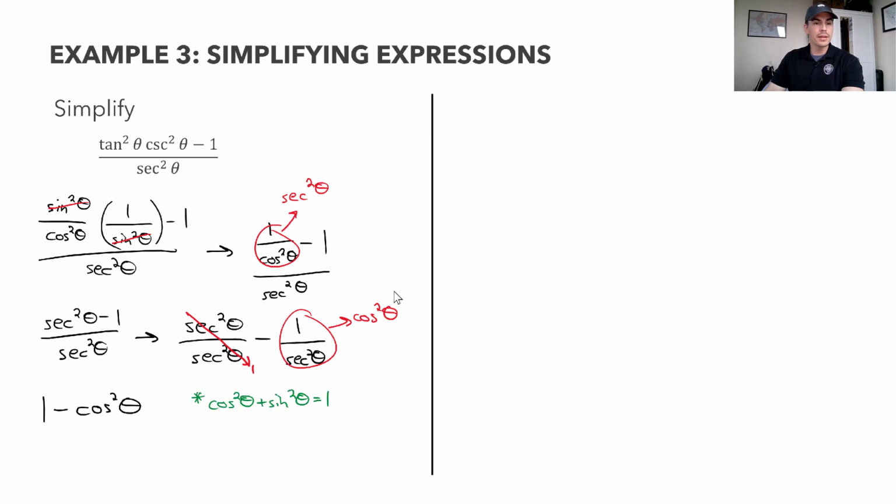Now remember our Pythagorean theorem, cosine squared plus sine squared equals 1. If I solve that for sine squared, I get 1 minus cosine squared, which is exactly what I have here. So my final simplified term is just sine squared theta. That's it.